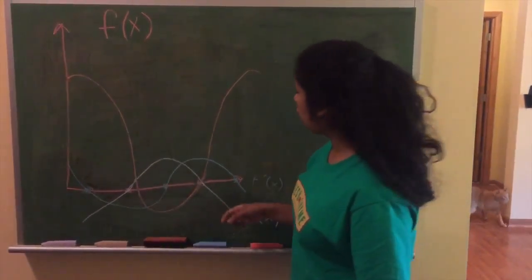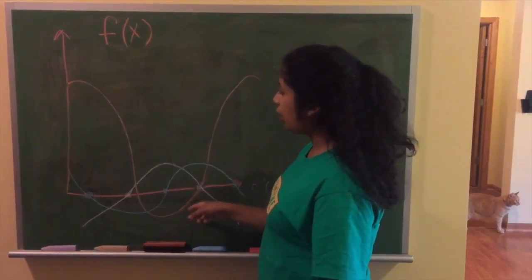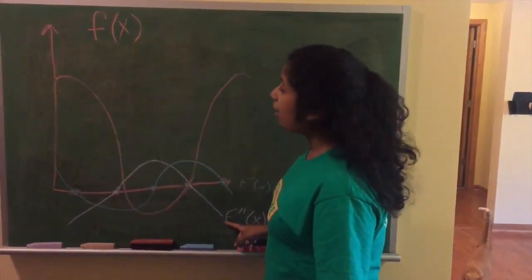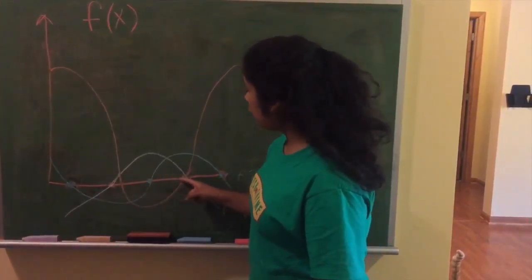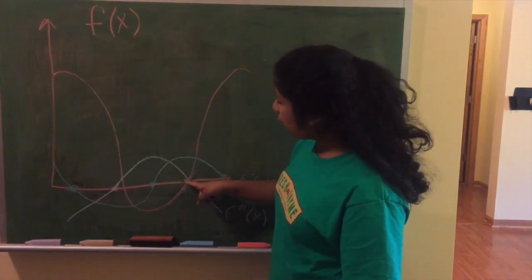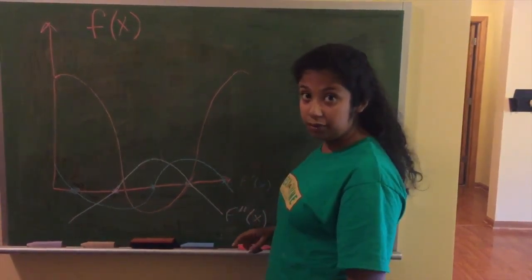So we can clearly see that the position function is concave down from here to here because the second derivative is negative, and it's concave up from here to here because the second derivative is positive, and then concave down again from here to here because the second derivative is negative.